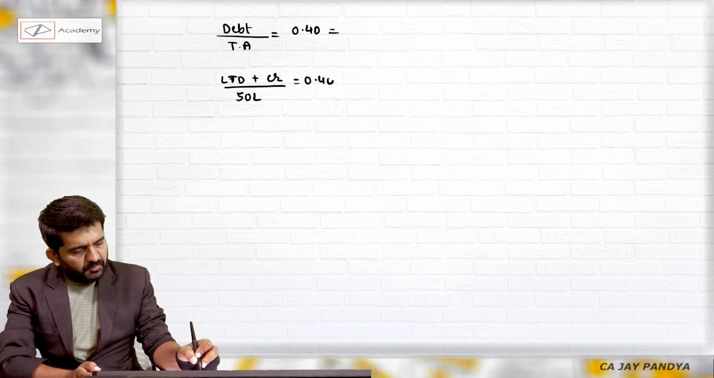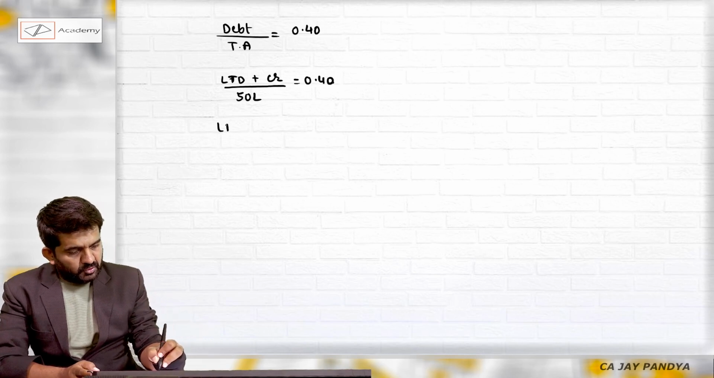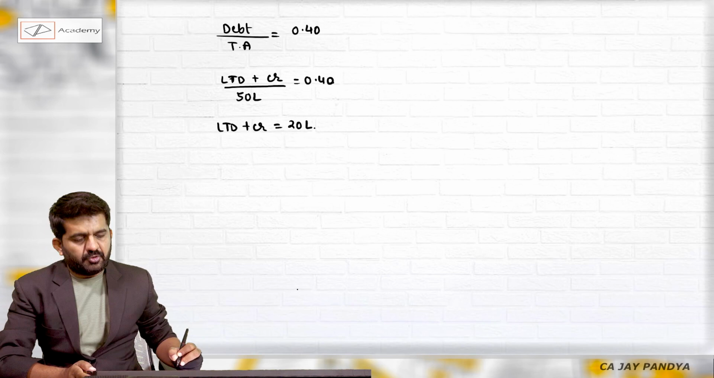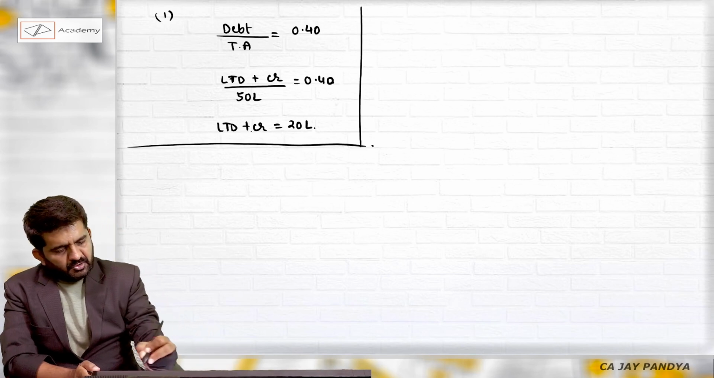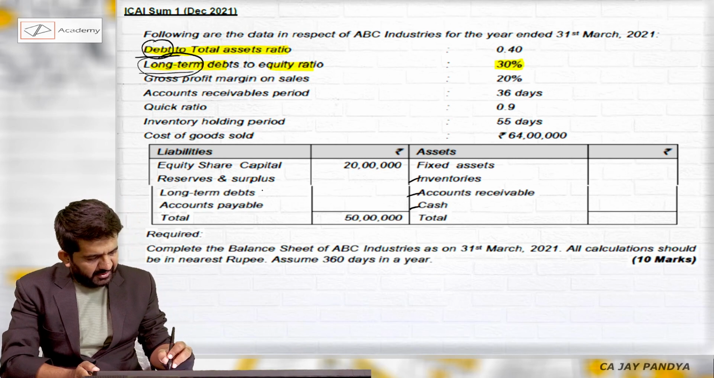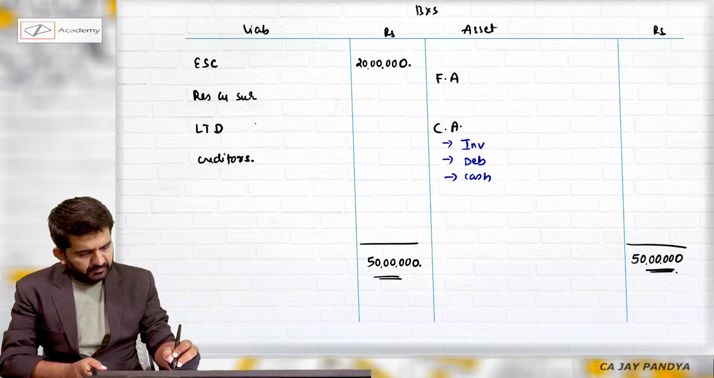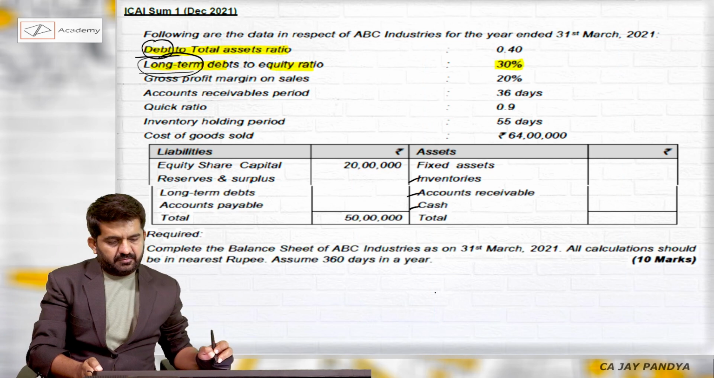is equal to 0.40. So long-term debt plus creditors is 20 lakhs. So this is my first calculation. Long-term debt plus creditors are 20 lakhs. So total of these two is 20 lakhs.